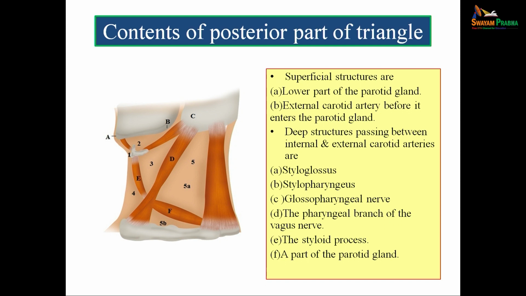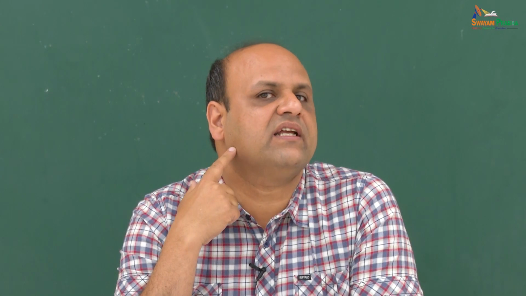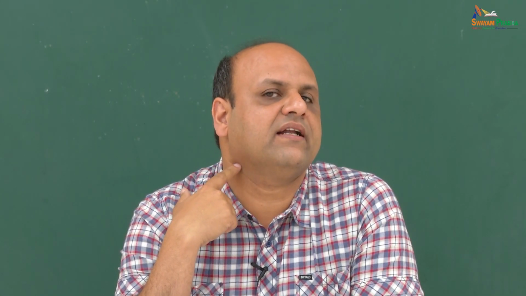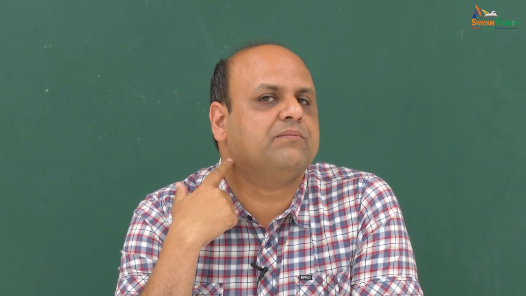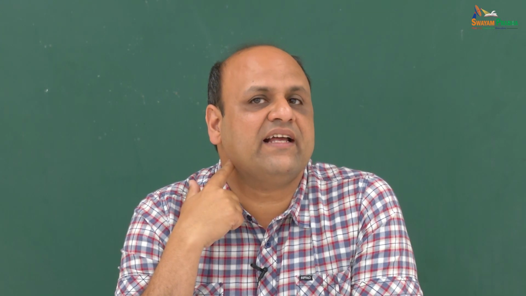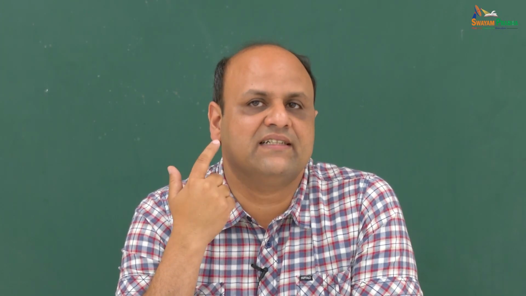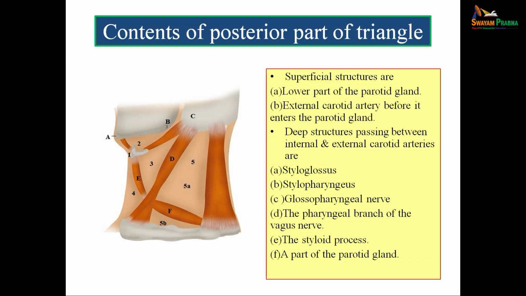Now, what are the contents of the posterior part of the digastric triangle? If we look at the posterior part of the digastric triangle, the superficial structures are lower part of the parotid gland. Parotid gland is present around the ear. So, lower part of the parotid gland comes in relation to the posterior part of the digastric triangle. External carotid artery before it enters this gland. And then there are deep structures passing between internal and external carotid arteries.